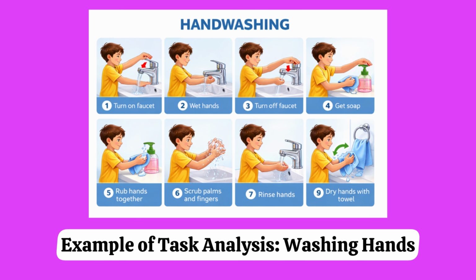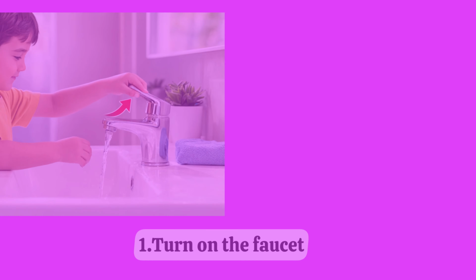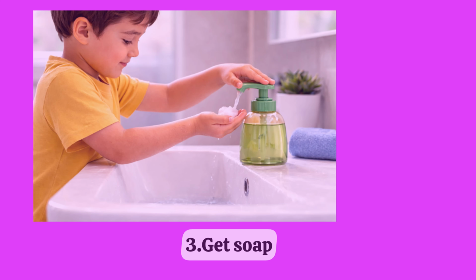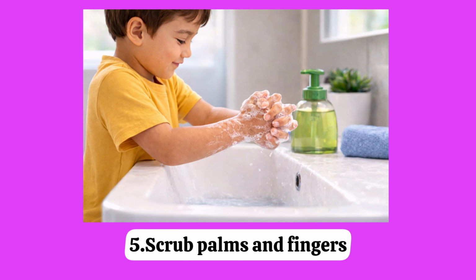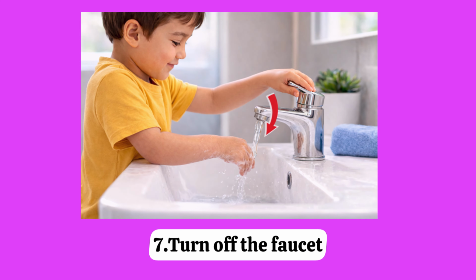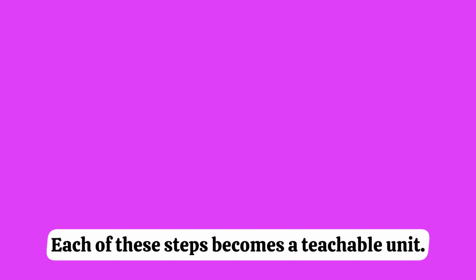Example of task analysis: washing hands. Step-by-step task analysis. 1. Turn on the faucet. 2. Wet hands with water. 3. Get soap. 4. Rub hands together. 5. Scrub palms and fingers. 6. Rinse hands. 7. Turn off the faucet. 8. Dry hands with a towel. Each of these steps becomes a teachable unit.